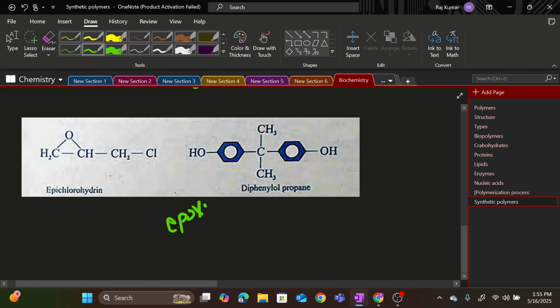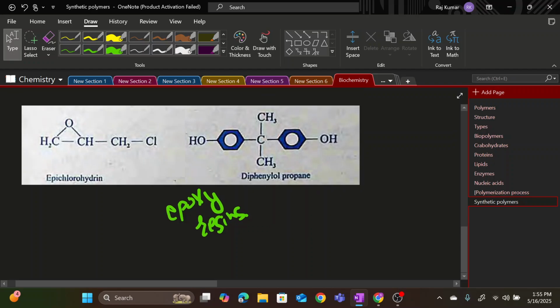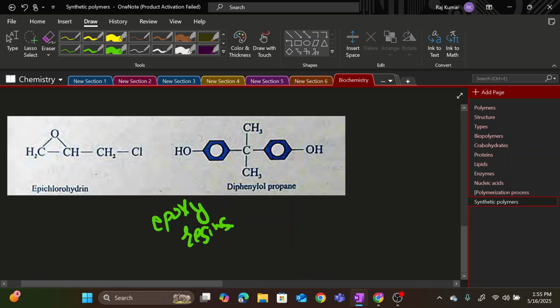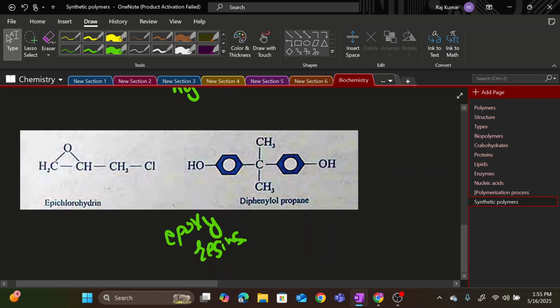On the other side, we have epoxy resins. Epoxy resins are formed because of the epoxy group which is present. This is basically an ether group, but we also call it an epoxy group. When epichlorohydrin reacts with diphenylolpropane, it forms an epoxy resin. That epoxy resin is highly resistant to oxidization and chemical attack, and it is very tough and very adhesive.